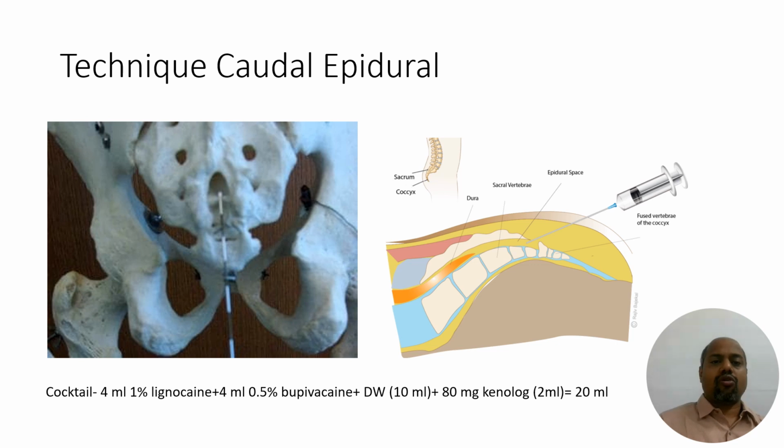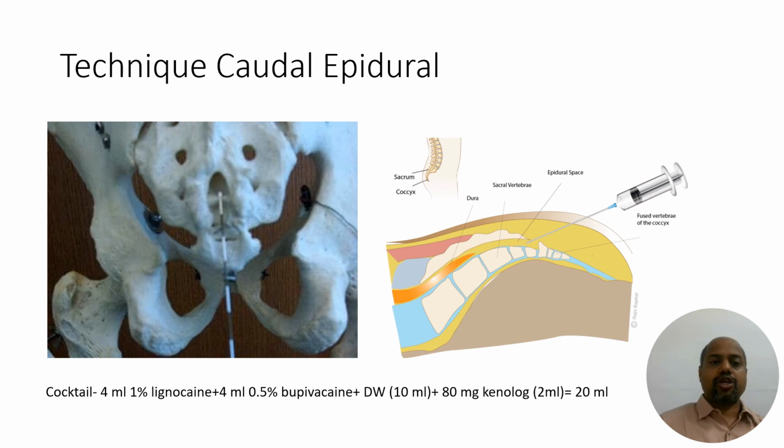Now, the technique for caudal epidural. Again, here you can see the cocktail. What I generally give is 4 ml of 1% lignocaine, 4 ml of 0.5% bupivacaine, 10 ml of distilled water, and 2 vials of quinolone, that is 80 milligrams. It all becomes a 20 milligram cocktail which I give in this epidural space.